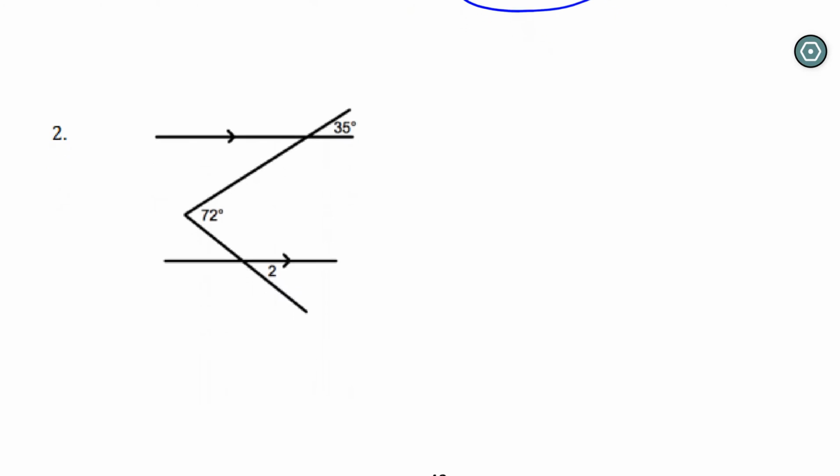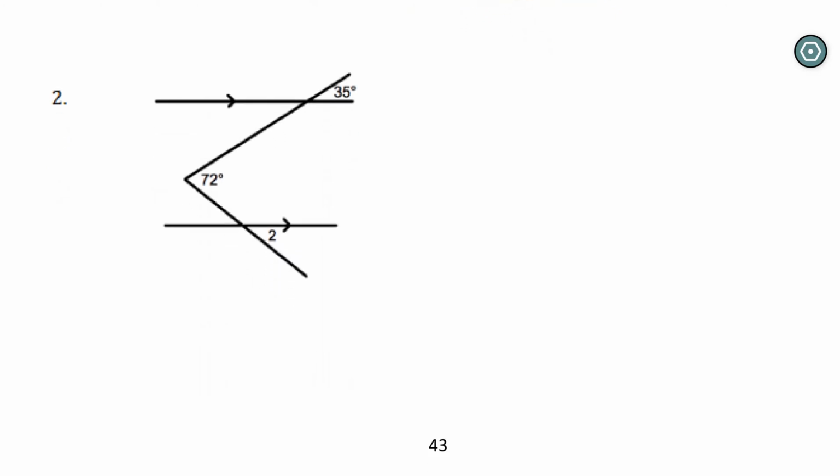Let's look at number 2. Number 2 is a little bit more challenging only because they're giving you the angle in the middle and asking you to find one of the angles that's not in the middle. So that's 35 degrees. I know this angle is 35 because of vertical angles.